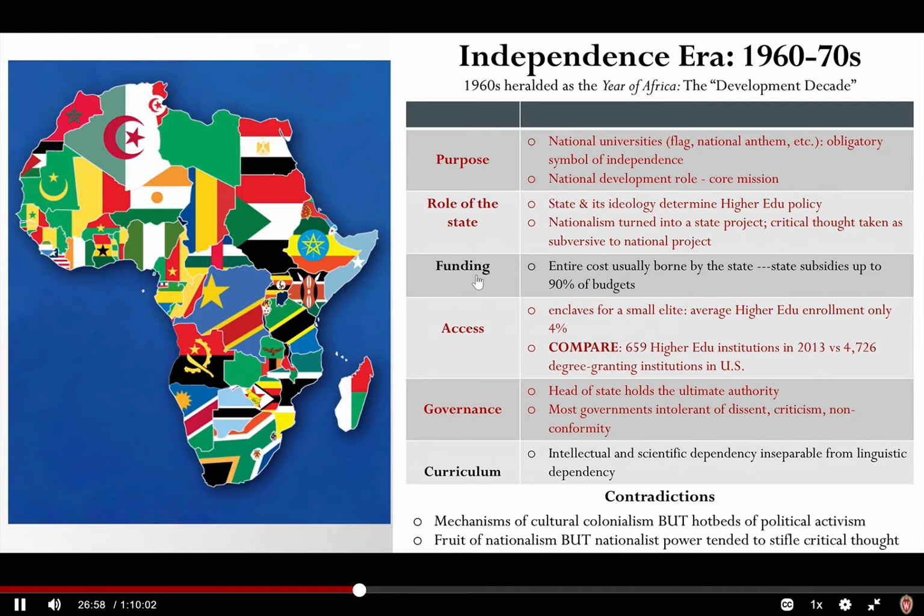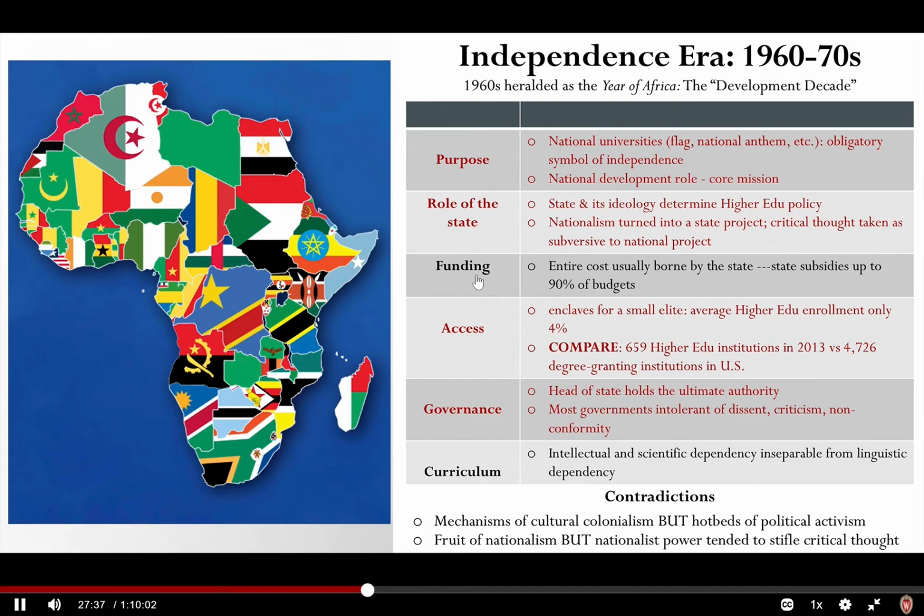Unlike in the previous era, we see here the state taking quite a different role, where in similar ways there was a state ideology that was at the center stage during the colonial era. But in this case, we see nationalism turning into a state project. And the state and its ideology determined higher education policy. In this case, critical thought, which was critical to the state, was taken as subversive to the national project.